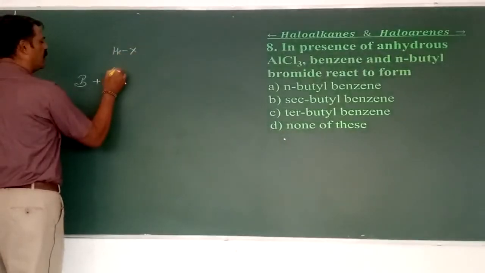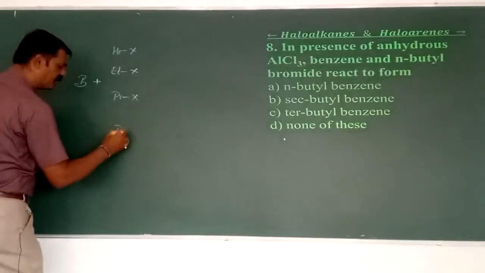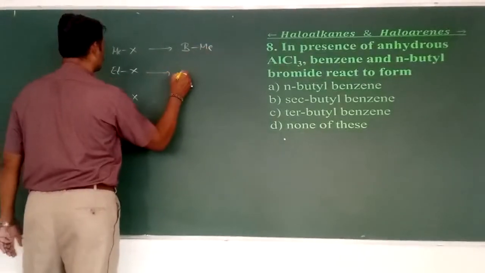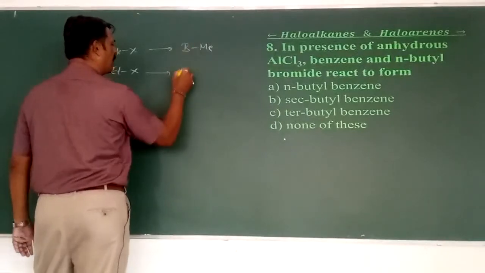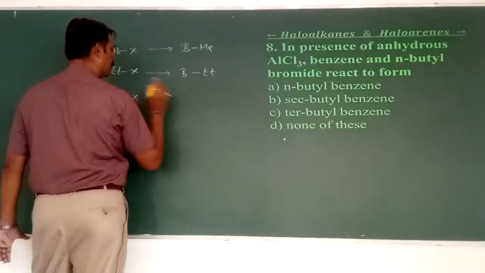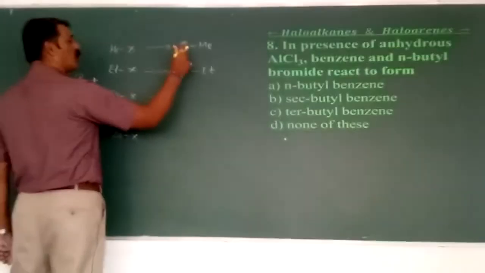MeX, EtX, PrX, BuX. Here the product is BMe. Here the product is BEt. This is called methyl halide. The product is called methyl benzene. Here it is ethyl benzene.